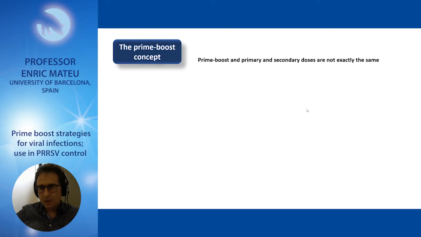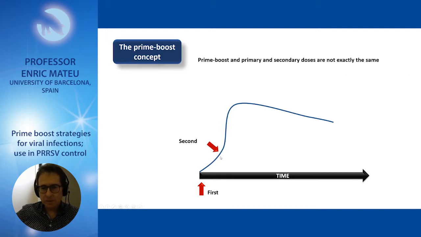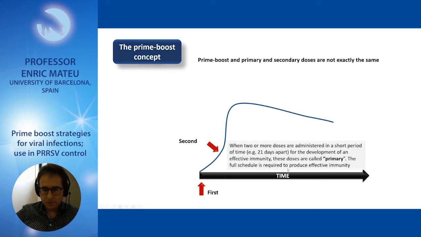But we have to stop here for a moment. Prime boost strategies and primary and secondary doses of a vaccine are not exactly the same. In some cases, when we start a vaccination schedule, we need to receive 2 doses. A first dose, time 0, and then a second dose, usually 2-3 weeks after the first. We have to be clear that in these strategies, the second dose is administered when the immune response is still increasing. Both doses, the first and the second, are required to produce effective immunity.